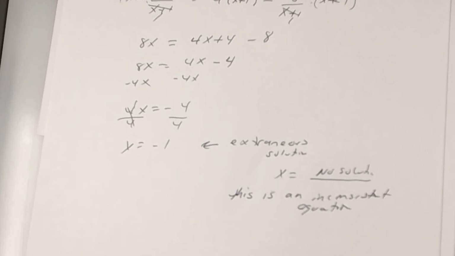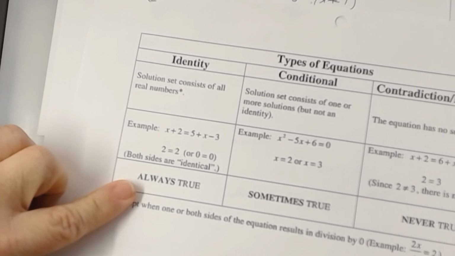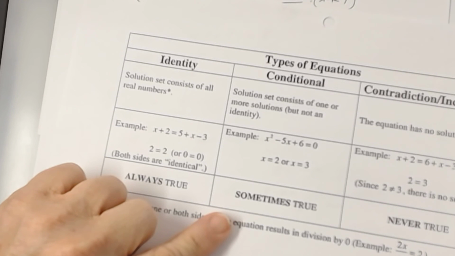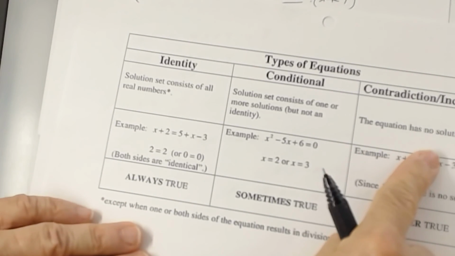So an identity is always true. A statement that's always true, identical on both sides. Conditional is sometimes true. All the equations we dealt with the last week and the week before were conditional equations. And then a contradiction would be never true. So inconsistent means the equation has no solution.